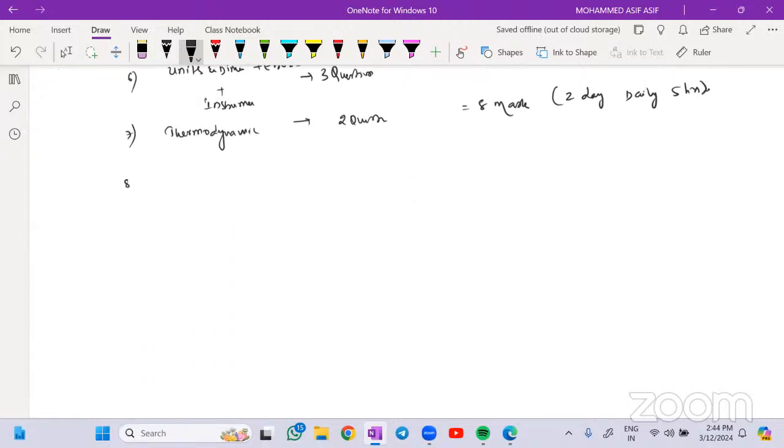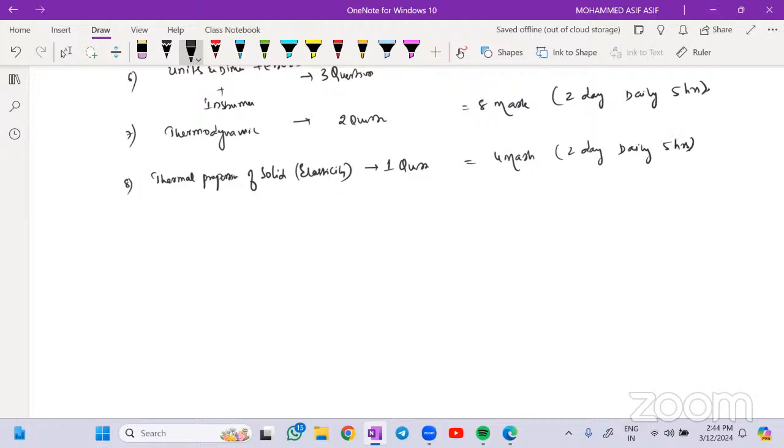The next one is thermal properties of solids, that is elasticity. Damn sure one question, small chapter. Elasticity, one question, that is equal to 4 marks. You should give again 2 days, daily 5 hours. And don't take it like a small chapter. We need to do everything from scratch and need to become perfect in that one.